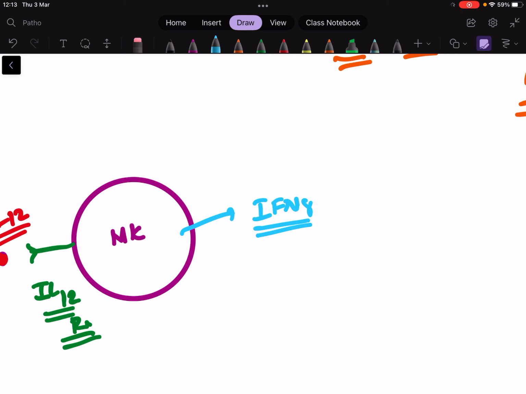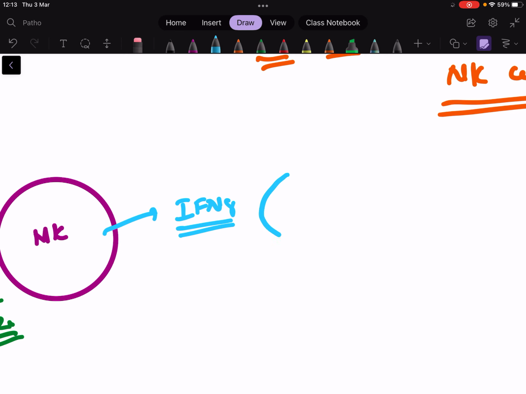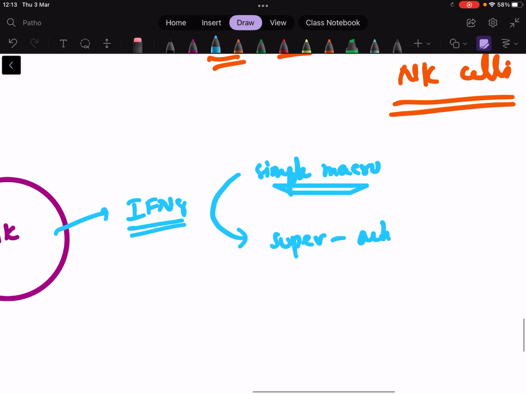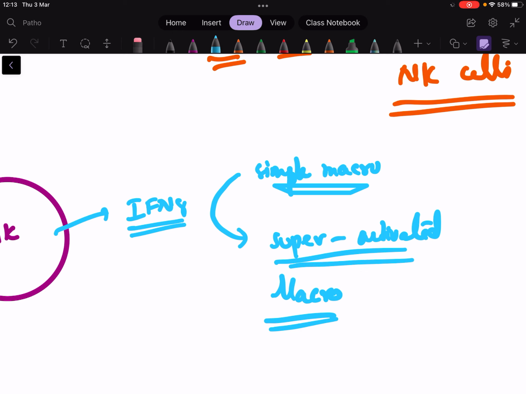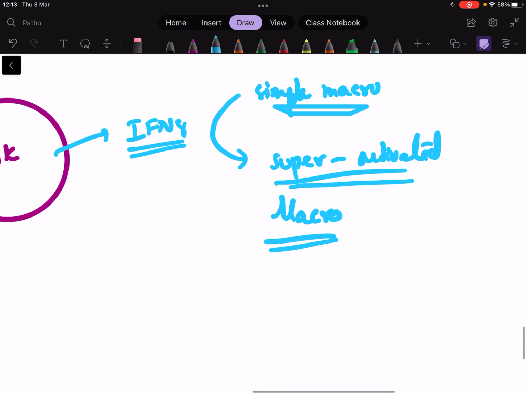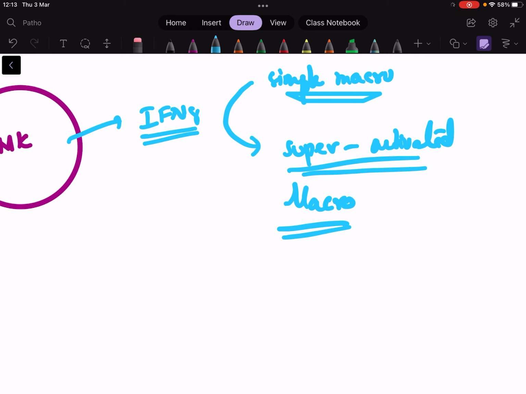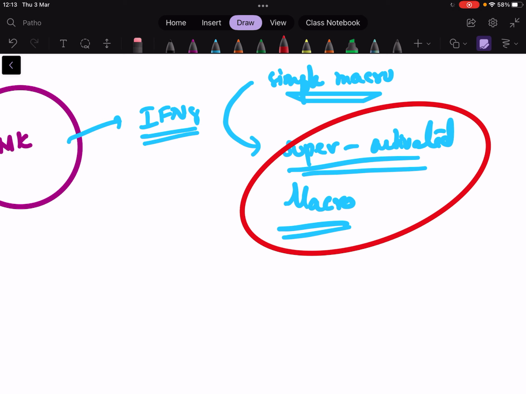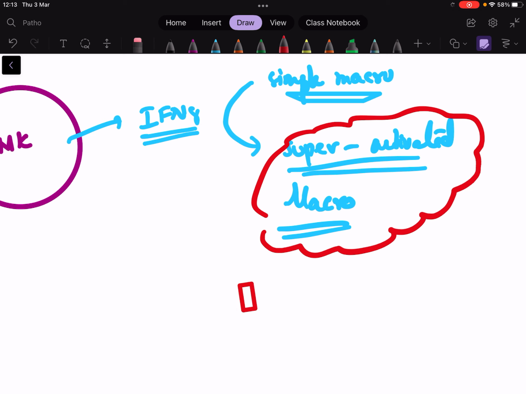Now what is the function of interferon gamma? Interferon gamma will convert the simple macrophages into super activated macrophages. They are like Superman now. That is a function of your interferon gamma. So when there is super activation of macrophages, they will effectively kill your bacteria or viruses.